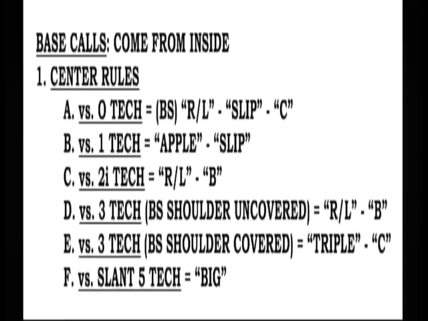Again, this is a box declared play, so our offensive line is working to that first linebacker in the box. Again, these are all calls by the center and what's driving the center. Versus a 2-eye, the guard's inside shoulder is covered. He's going to RL to the play side linebacker, and we'll have a B on the backside. Versus a 3 technique, backside shoulder uncovered, that means he'll RL with the play side guard to the play side linebacker and will be on the backside.